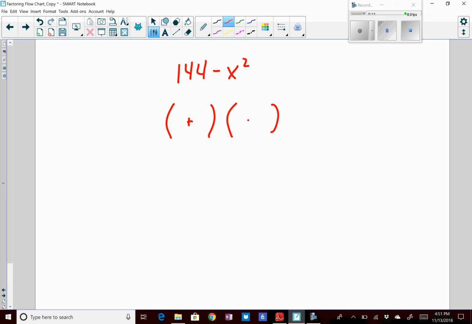Again, the technique is to set up 2 parentheses, 1 plus, 1 minus, and we take the square root of the first term, 144, that's 12. That goes in the first position since it's in the first position in the original expression. Then we take the square root of x squared, that's x, and that goes in the second position, and we're done.